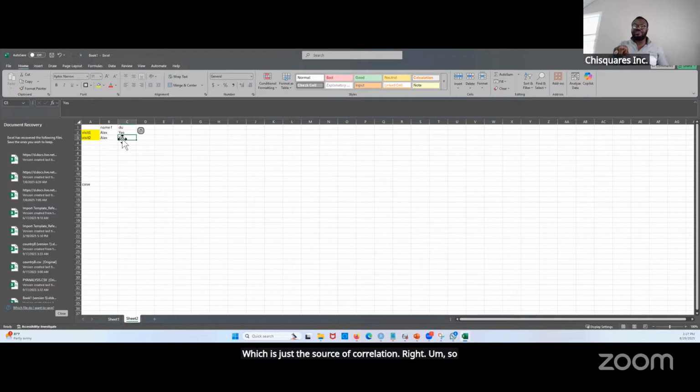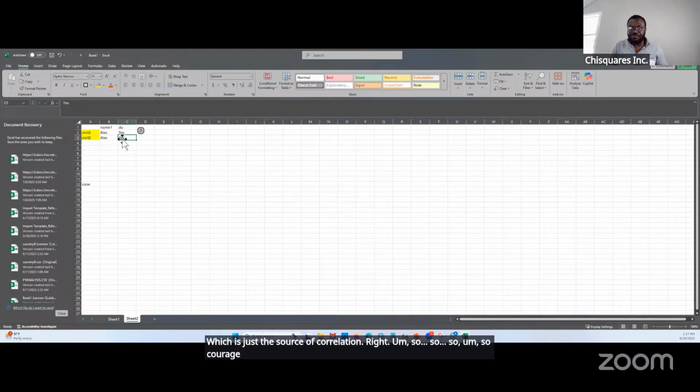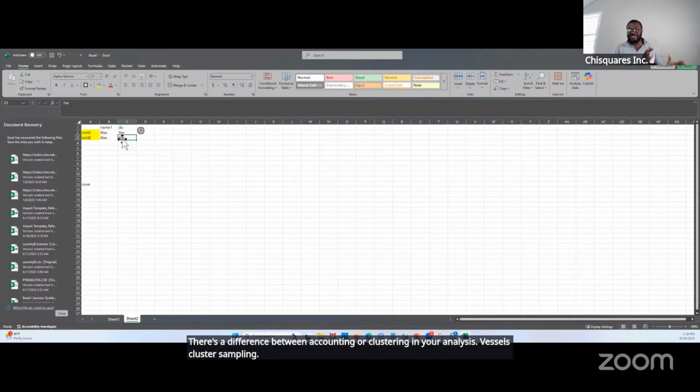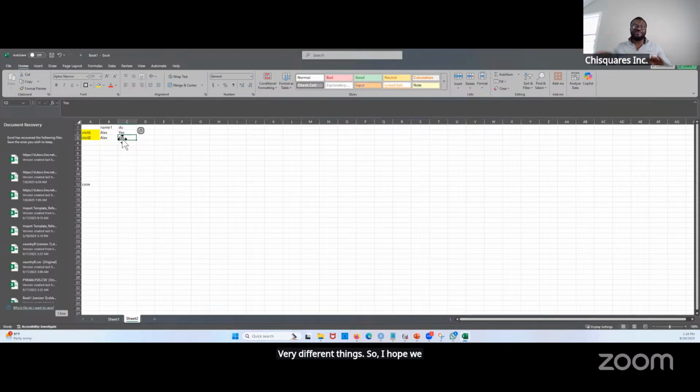So Courage, yes, you're absolutely right that in this case, you did the right thing to account for clustering. But the take-home message that we want to emphasize is that there's a difference between accounting for clustering in your analysis versus clustered sampling. Very different things. So I hope we don't get confused by that.